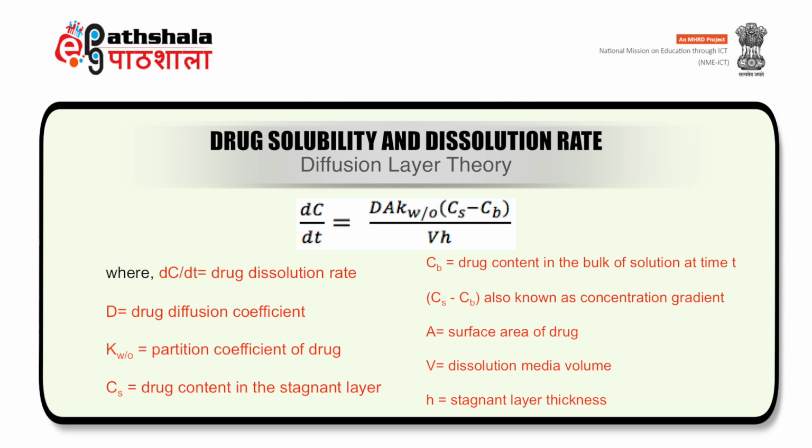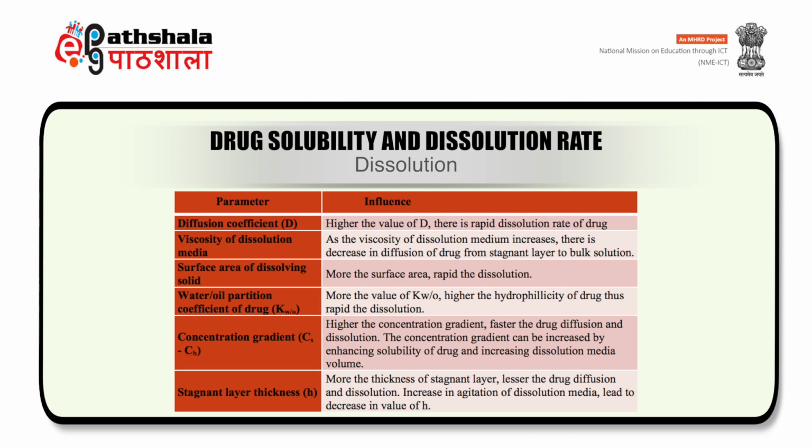In this equation, dC by dt is equal to the drug dissolution rate, D is the drug diffusion coefficient, K_W/O is the partition coefficient of the drug, Cs and Cb are the drug content in the stagnant layer and drug content in the bulk of the solution at time t respectively. Cs minus Cb is also known as the concentration gradient. A is the surface area of the drug, V is the dissolution media volume and h is the stagnant layer thickness. All these parameters play a very important role in drug dissolution, and the effect of these different parameters on drug dissolution is explained in table 1.